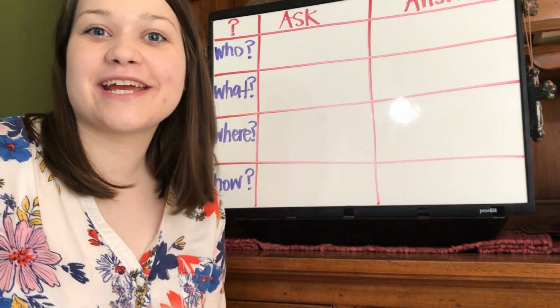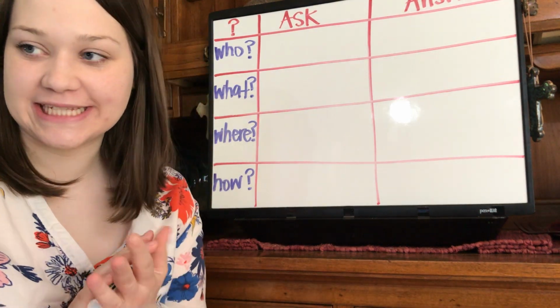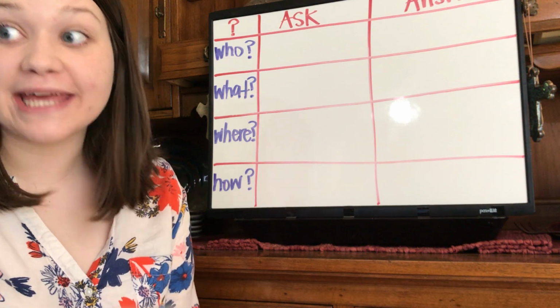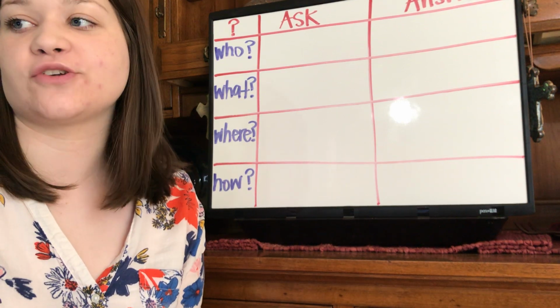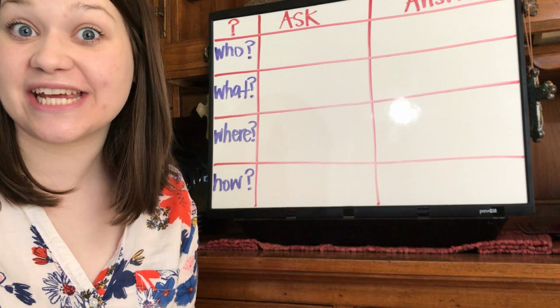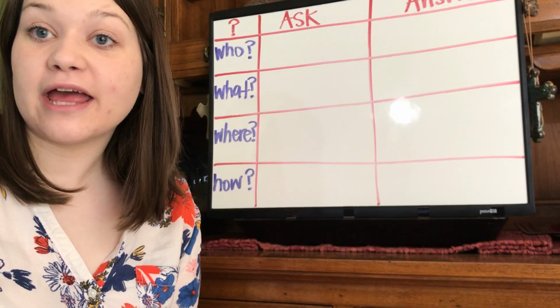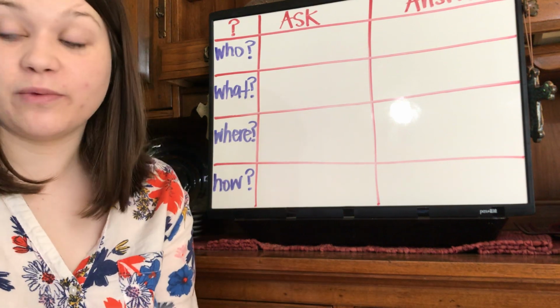Second grade, it's Miss Hang again with our next reading lesson. Today we are going to be working on lesson 1 in your packet. It's called Ask and Answer Questions About Key Details. So if you want to work along with me, you're going to need your reading packet and a pencil or something to write with.